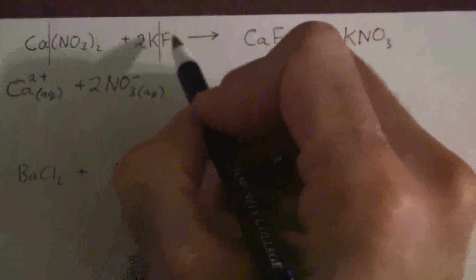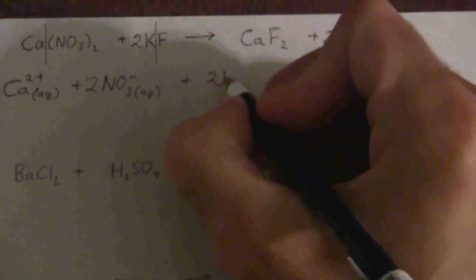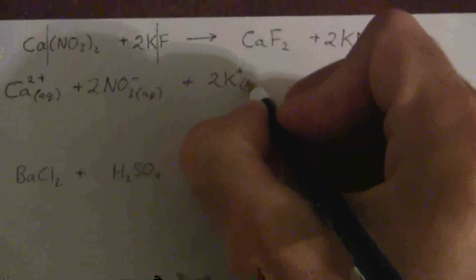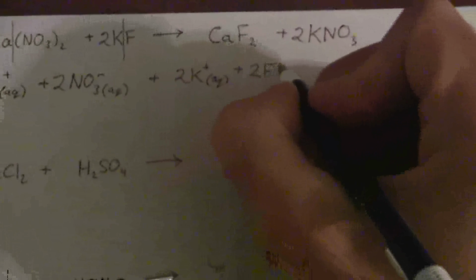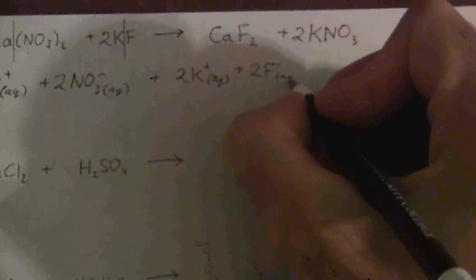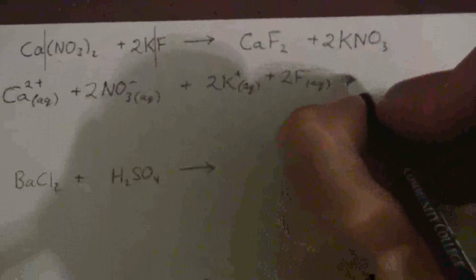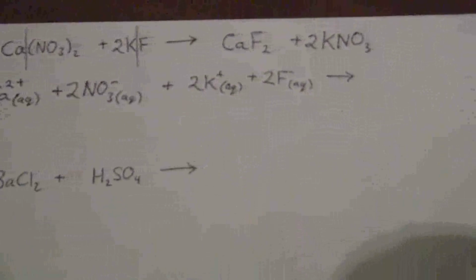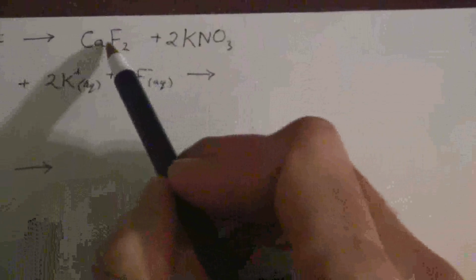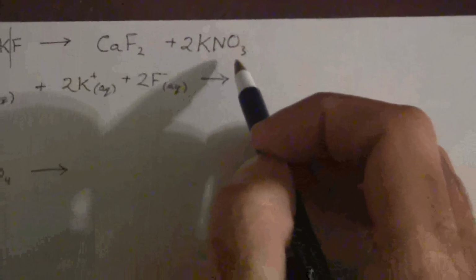Now I have 2 KF formula units there, so I'm going to have 2 potassium ions that are aqueous and 2 fluoride ions. That 2 goes to both of those ions. Okay, so there is my reactant mixture. Now what happens, I will determine in the same way, identifying whether these are soluble or insoluble.